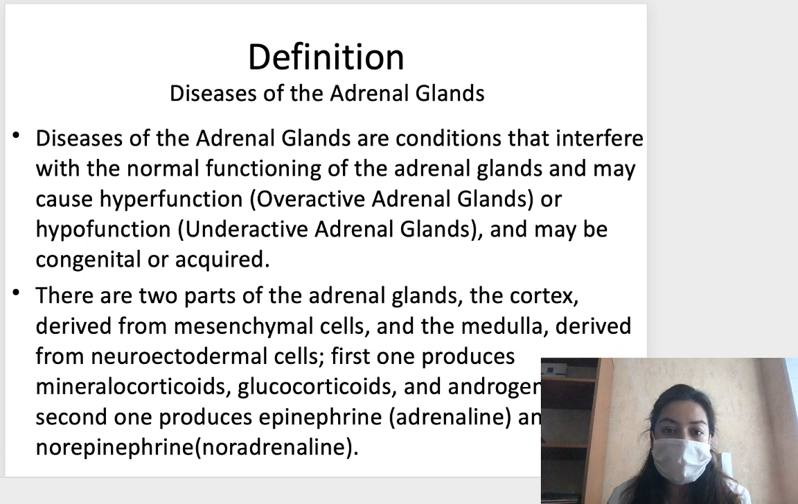There are 2 parts of the adrenal glands: the cortex, derived from mesenchymal cells, and the medulla, derived from neuroectodermal cells. The first one produces mineralocorticoids, glucocorticoids, and androgens. The second one produces epinephrine or adrenaline and norepinephrine or noradrenaline.